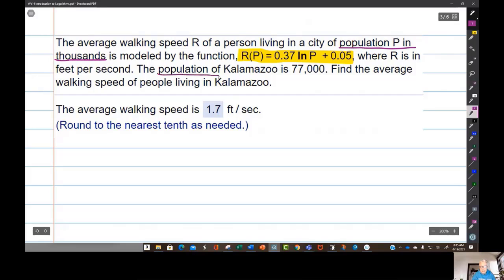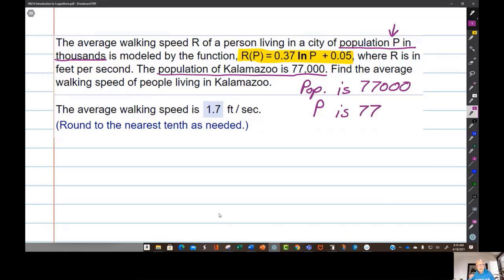Now they tell you that the population of Kalamazoo is 77,000. And that's the population, POP, is 77,000. But this P already takes the 1,000 into account. So P is 77, because P is in thousands already. So you have to be careful.